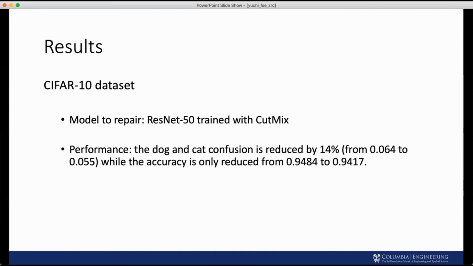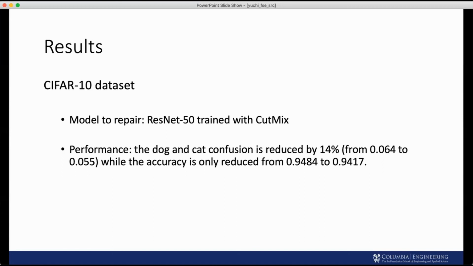We tested our approach on two models trained on two different datasets. The first model we try to repair is the state-of-the-art model trained with CutMix on the CIFAR-10 dataset. The training process is exactly the same as in the CutMix paper. The original model is trained for 300 epochs. We found the model is most confused between dog and cat, so we use our new approach to retrain the model for another 60 epochs to reduce the confusion between dog and cat.